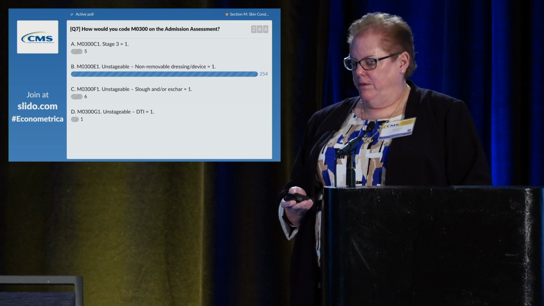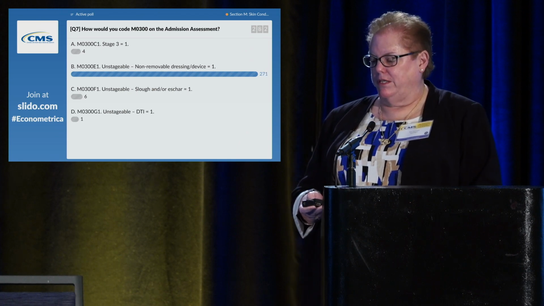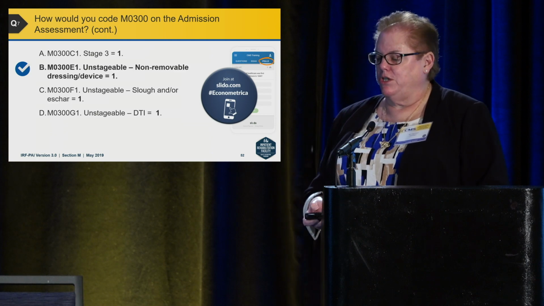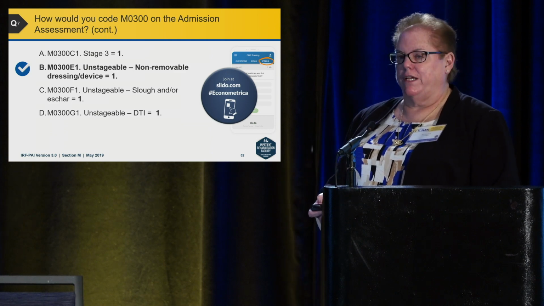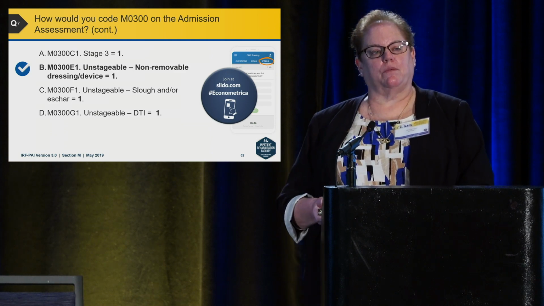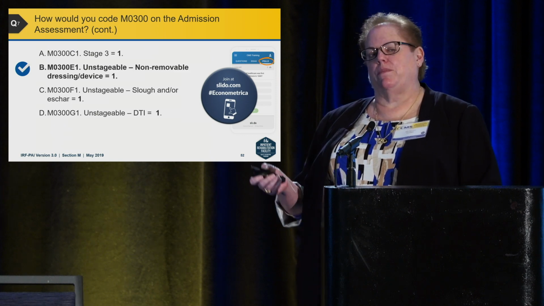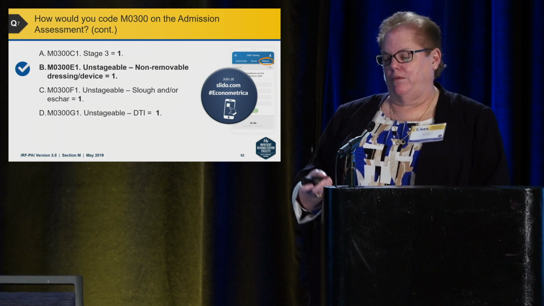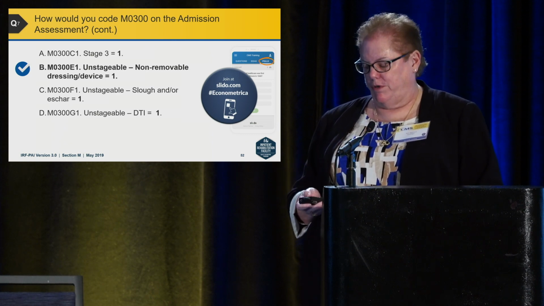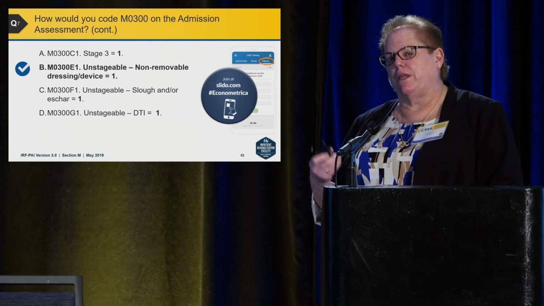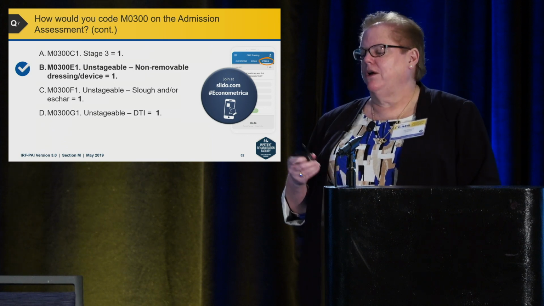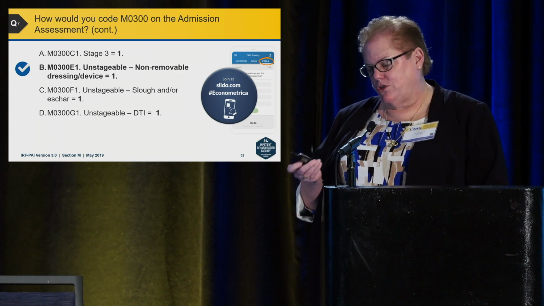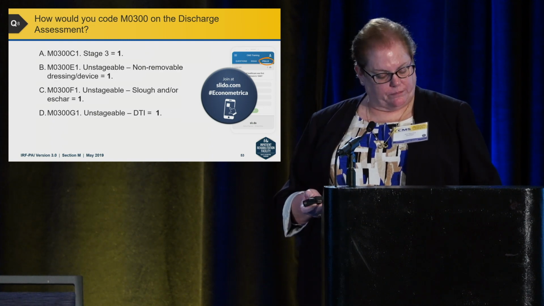Okay. We've got a good response, so let's see what the answer is here. So in fact, it would be unstageable due to non-removable dressing or device. I saw some people code it as a 3. Well, you found out it was a 3, but that was on day 4. So what you were looking at was unstageable due to a non-removable dressing or device. And then a couple of people, I think 7, coded as having Eschar, but again, that didn't happen until day 9. So you need to just make sure you understand what you're looking at here.